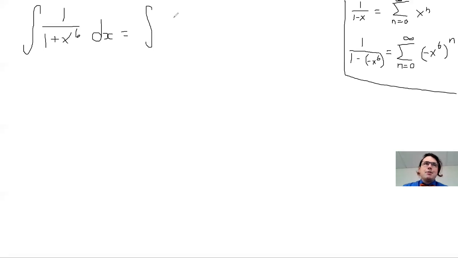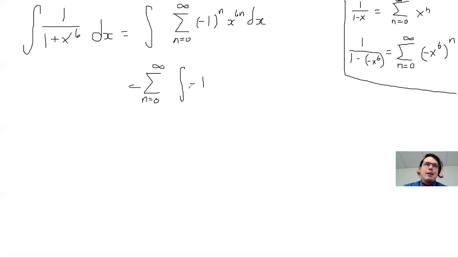So I'll write this out using the series expansion. I have the integral of the sum, n from 0 to infinity. And once again, I'm going to break this up and say that the coefficient is -1 to the power n, and the power is x to the power 6n, integrating with respect to x. Switch the sigma and the integral sign so I can calculate using the power rule.